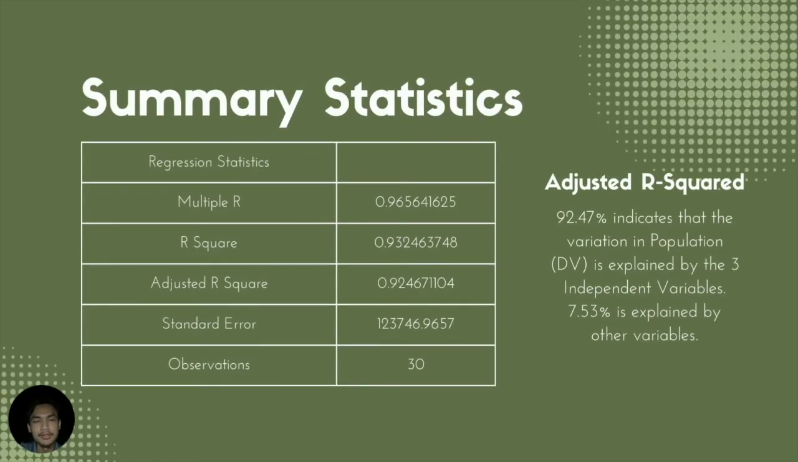Moving on, we're going to look into the summary statistics. Based on the table shown, the adjusted R squared of 92.47% indicates that the variation in population, which is the DV, is explained by the three independent variables. It also means that 7.53% is explained by all other variables that are not included in this model.